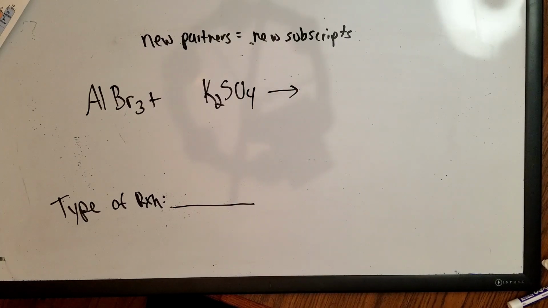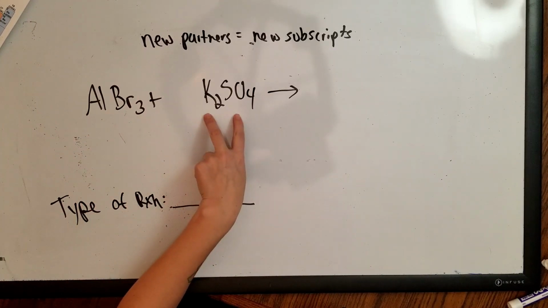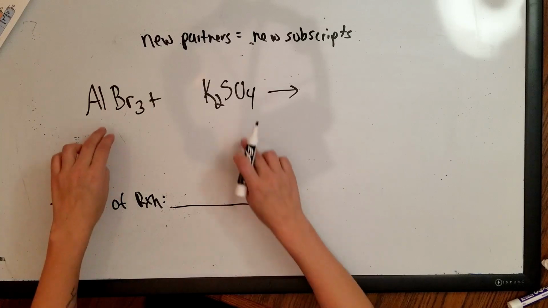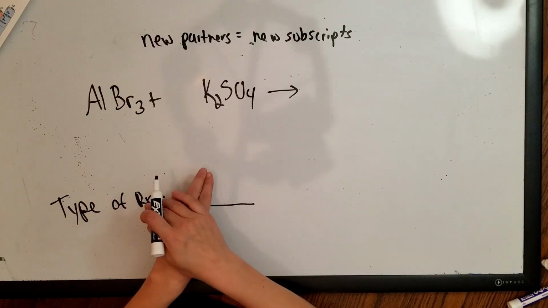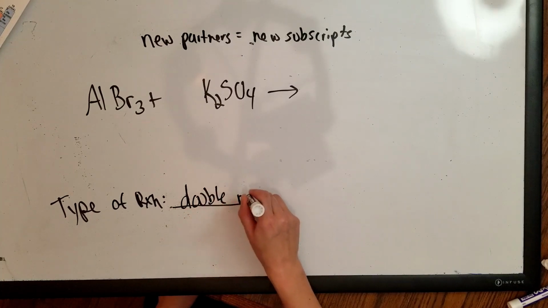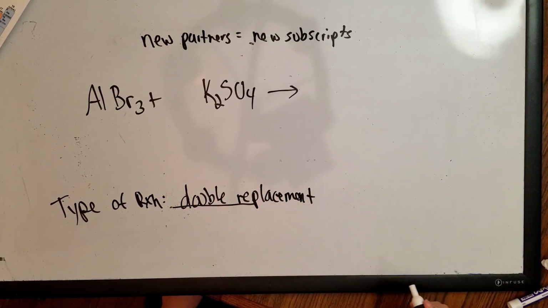Let's predict the products. So in order to predict the products, we need to know the type of reaction. Notice we have a compound reacting with a compound. So out of all our choices, synthesis, decomp, single, and double displacement, the only one that has 2 compounds reacting together, 2 ionic compounds reacting together, is double replacement. So what that means is these guys are going to be switching places.